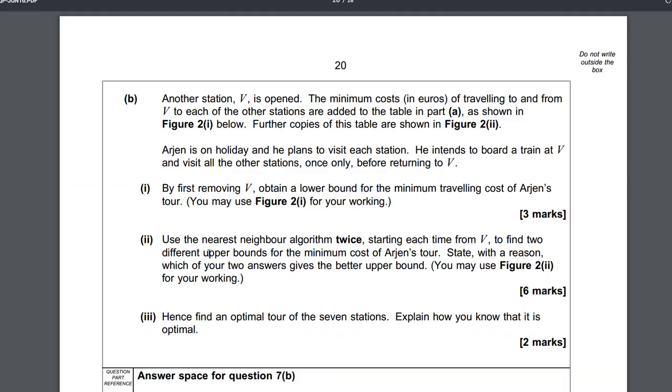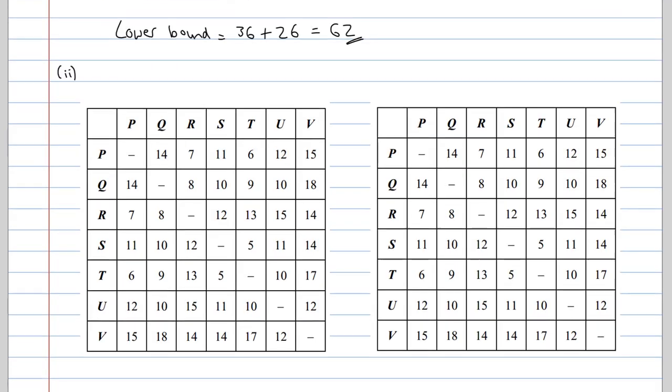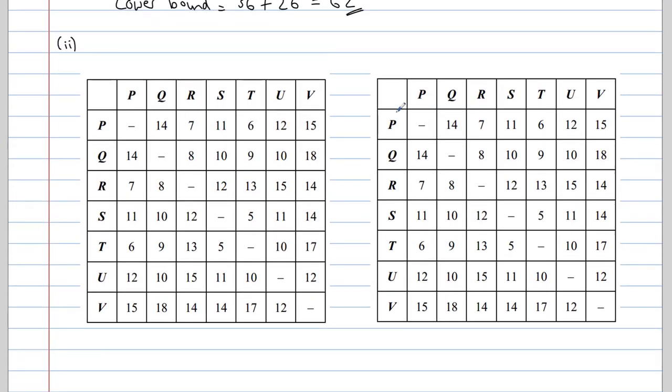In B part 2, it says use the nearest neighbour algorithm twice, starting each time from V to find two different upper bounds for the minimum cost of the tour. State with a reason which of your answers gives the better upper bound. So for this we're going to use figure 2 part 2. So they've actually been quite generous this year by giving you a table to work on for your nearest neighbour. Often you have to kind of do it in your head as you're going along.